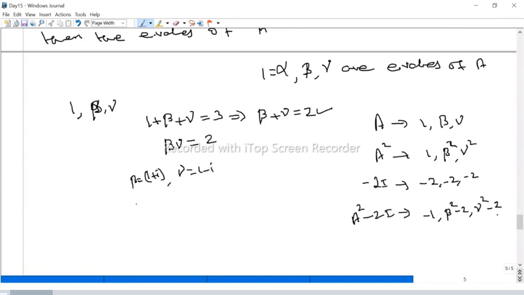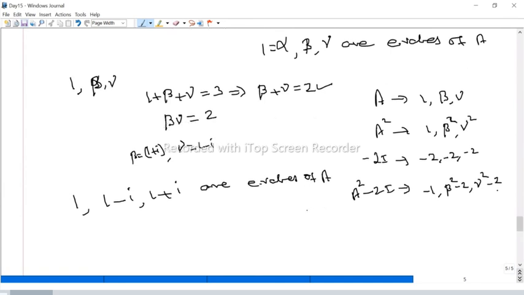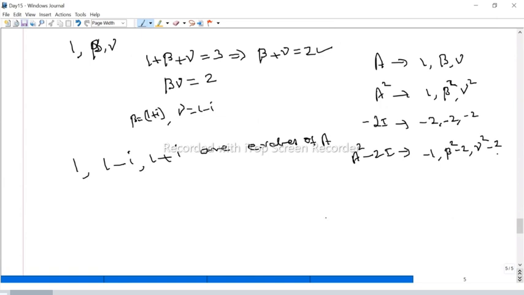Therefore, the eigenvalues of A are 1, 1 minus i, and 1 plus i. So these are all the eigenvalues of A. Now you have to find the beta square. Suppose I am taking this as beta. Therefore the eigenvalues of A square minus 2I are minus 1, and this square minus 2.